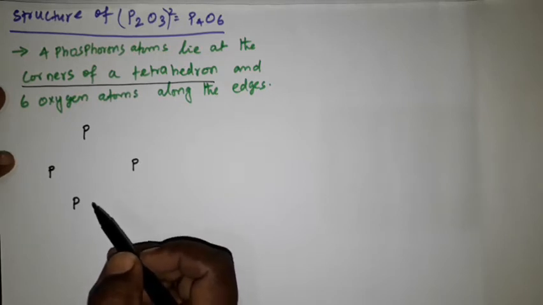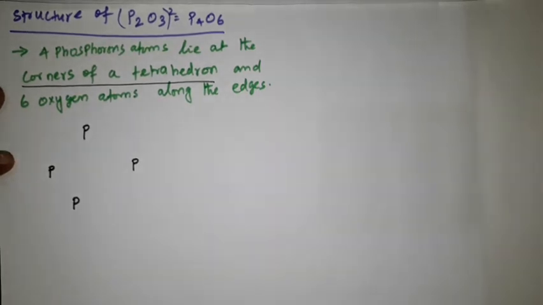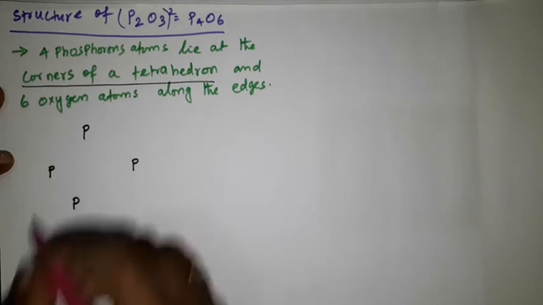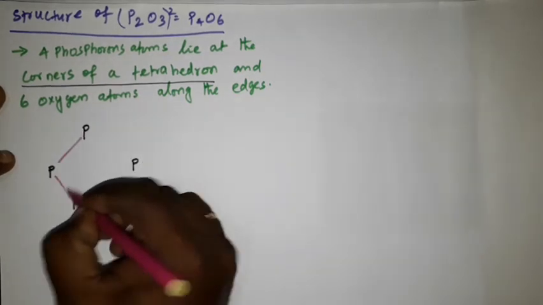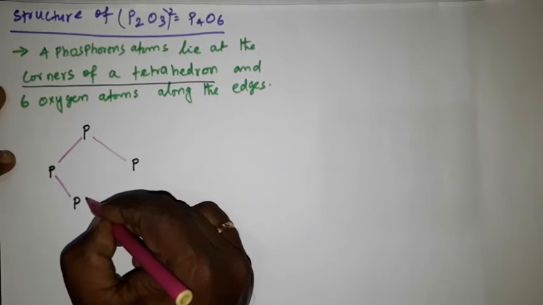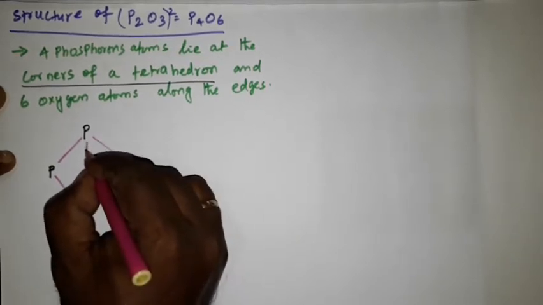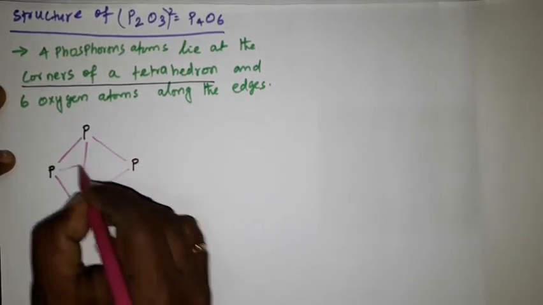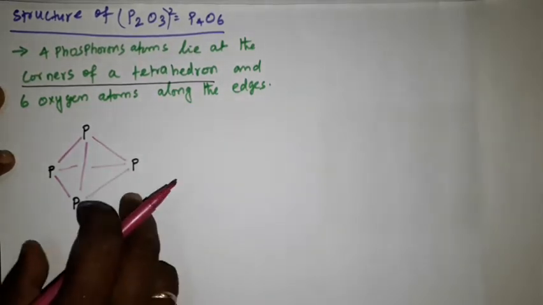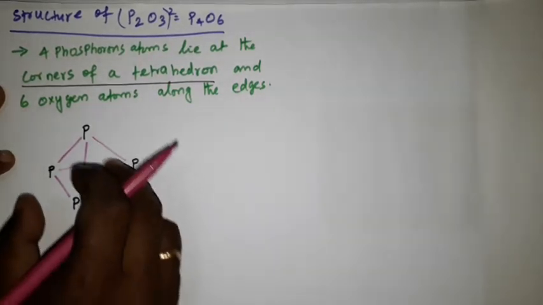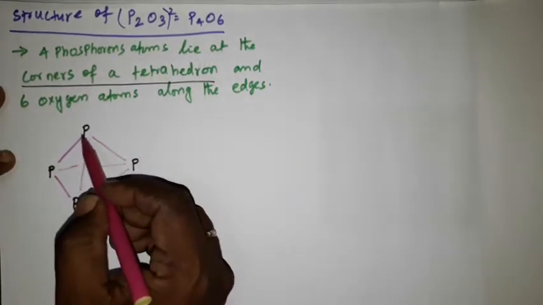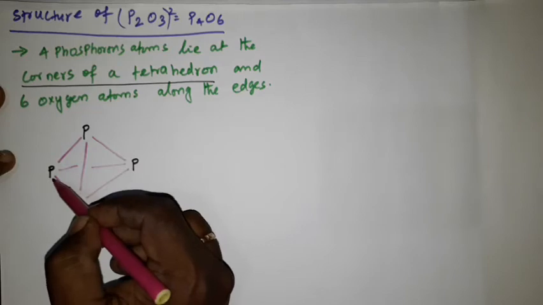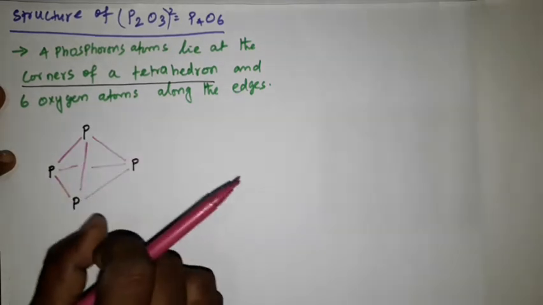Okay, now next, make a bond between these 4 phosphorus atoms, here, here, here, here, and here. So this is a tetrahedral shape. The 4 phosphorus atoms lie at the corners of a tetrahedron.